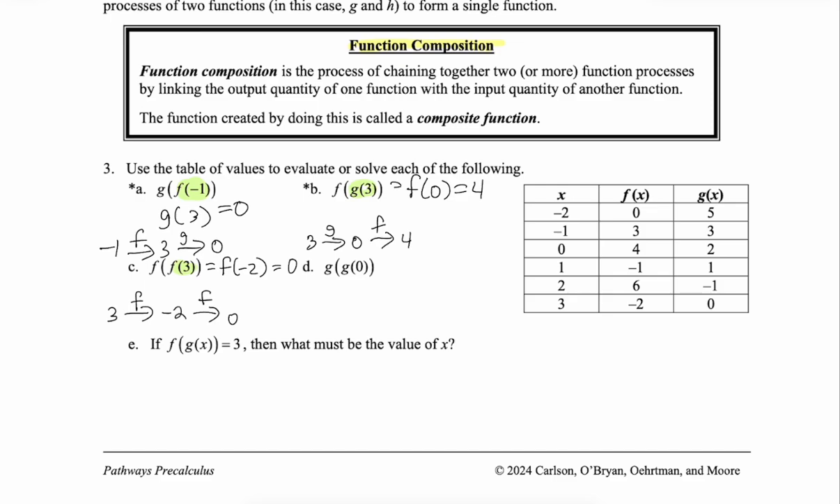And then in D, we're going to use the g function twice. So if I look on the chart at 0, g has a value of 2. So replace that inside stuff with 2. g of 0 is 2. Now it says find g of 2. So now we're going to go back to the chart. We're going to find an x value of 2, and use the g value again. So our final answer is negative 1.